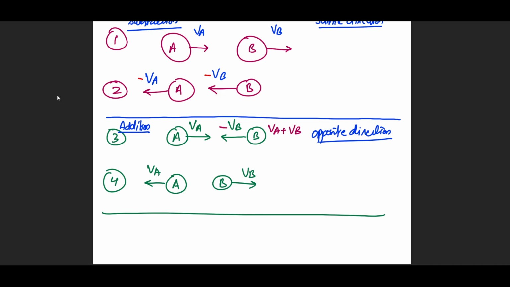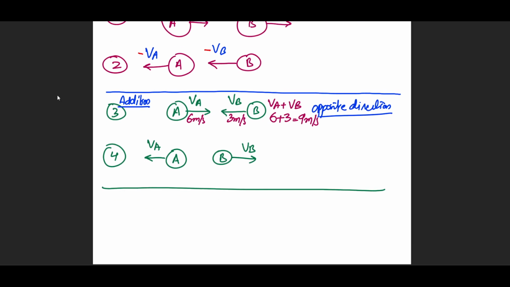Now notice that VB is moving towards the left side, but I have not involved it in the calculations. Be advised, this negative VB will not be involved here. So let's say if this is moving at a speed of 6 meters per second, this is moving at 3 meters per second, this will not be 6 minus 3. This will be taken as 6 plus 3 according to the relative speed rule.